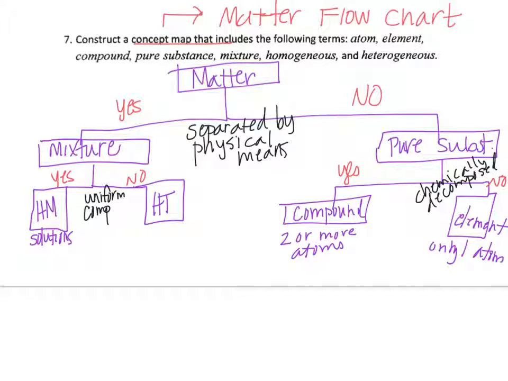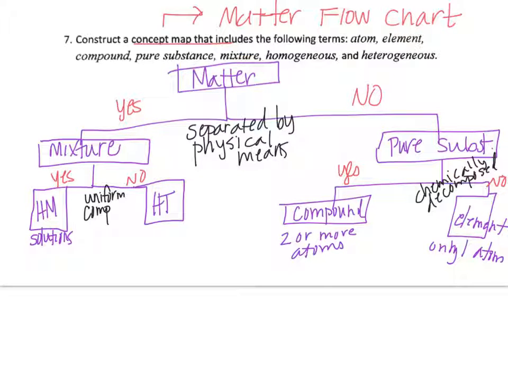Okay, let me first apologize for how messy this is. It's kind of hard to do on the iPad, but here's our matter flow chart. We have matter. We have to ask ourselves, can it be separated by physical means? If the answer is yes, we go over here to mixture. Once we know it's a mixture, we have to ask ourselves, is it uniform in composition? Meaning, does it look the same throughout? If the answer is yes, then we say it's a homogeneous mixture, or we also call those solutions. If it is not uniform in composition, then we say no, and we go over here to heterogeneous mixture. Remember, we also have solutions and colloids underneath there, but this did not ask for that in the question.